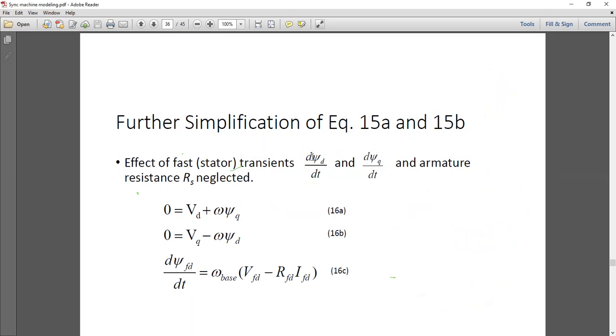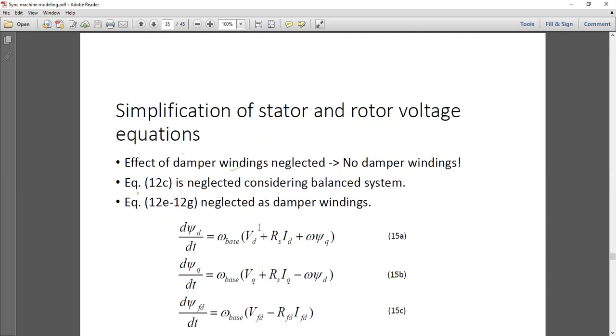So with this assumption of neglecting d psi d over dt and d psi q over dt, what do we get? You simply equate these to 0. So what is left is 0 divided by omega base. If you take it to the other side, you are only left with VD equals minus RS ID minus omega psi q, and VQ equals omega psi d minus RS IQ.